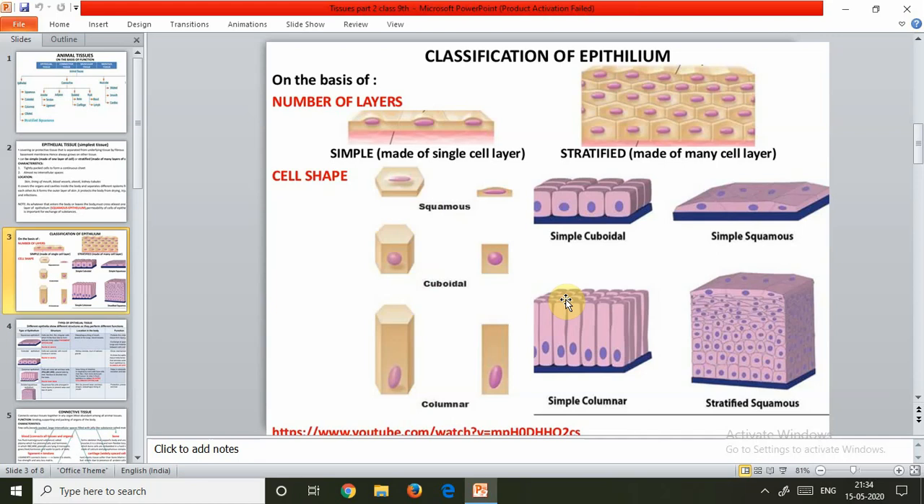Then we'll talk about the stratified keratinized squamous epithelium. What does keratinized mean? This is found in the skin. This keratinized squamous epithelium is present in the skin. Keratinized means the presence of keratin. Keratin is a type of protein which is dead, and that's why it is present on the skin, and it covers the external dry surface of the skin.